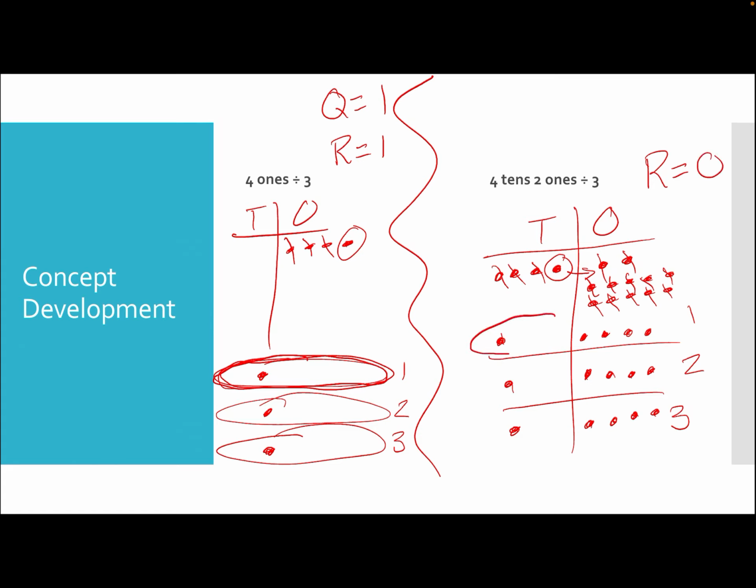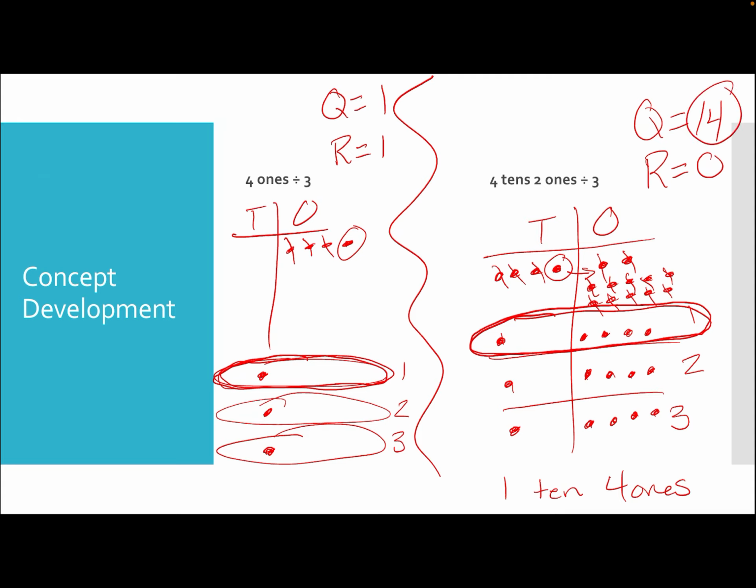And we are going to look here at this first row with the 1 on it to tell us what our quotient is. We've got 1 10 and we've got 4 ones. And when we write that in standard form, we're going to have 14. So what we can do when we want to check our work is we take our quotient, in this case 14, and we multiply it by our divisor, which in this case is 3. And when you multiply those 2 numbers together, you should end up with 42, 4 tens and 2 ones.